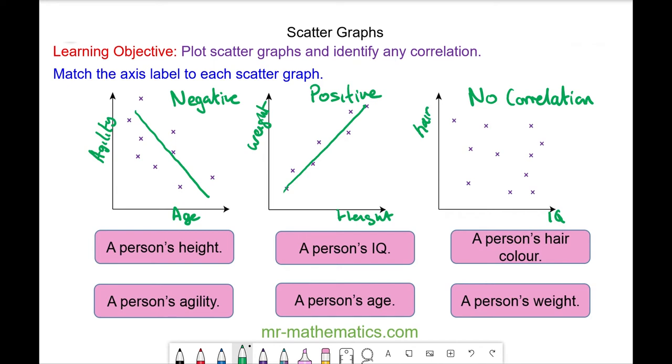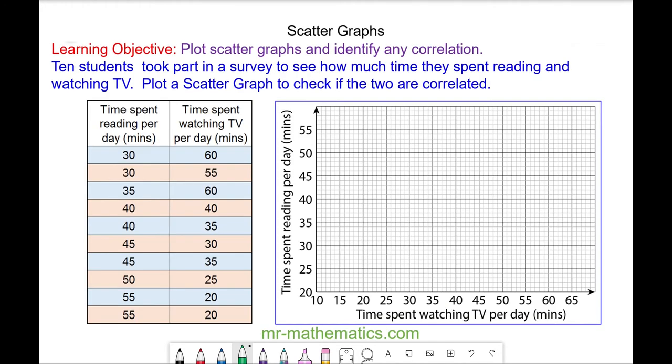Okay, let's move on to plotting scatter graphs. So we're going to plot this scatter graph and then we're going to describe its correlation. The first column shows how much time was spent reading in a day, and this is measured in minutes. And the second column shows how much time is spent watching TV per day, and again, this is measured in minutes. So we have 30 minutes reading and 60 minutes watching TV.